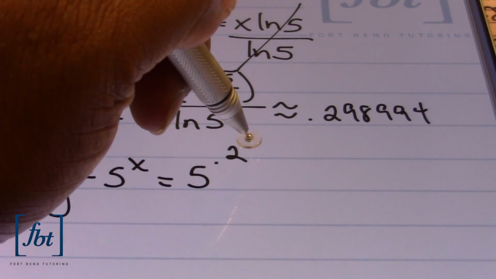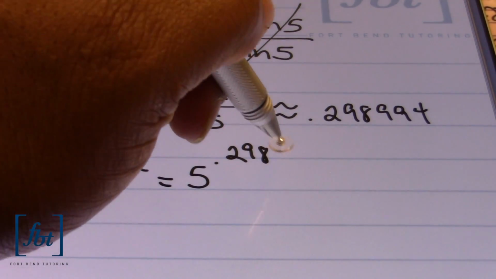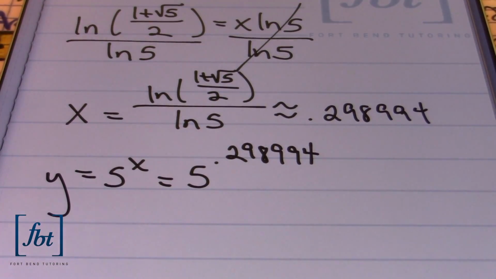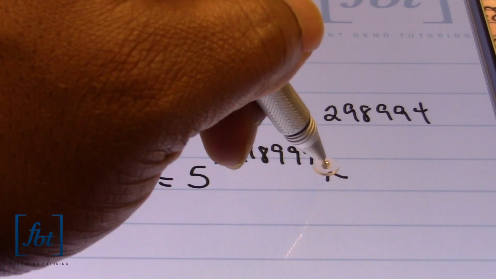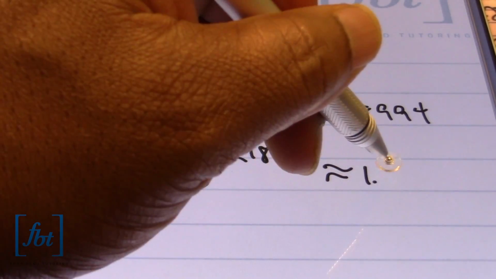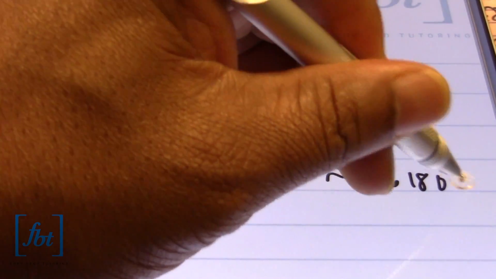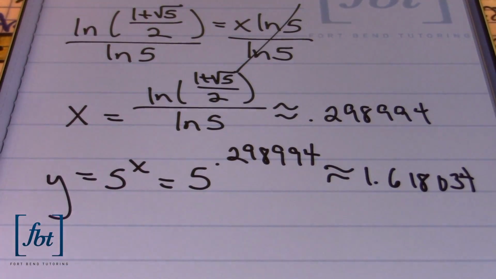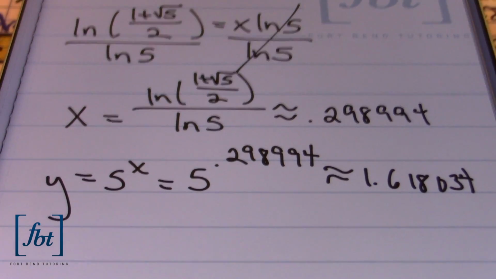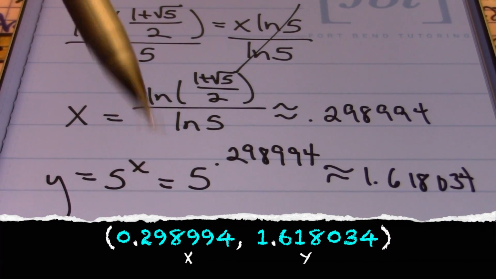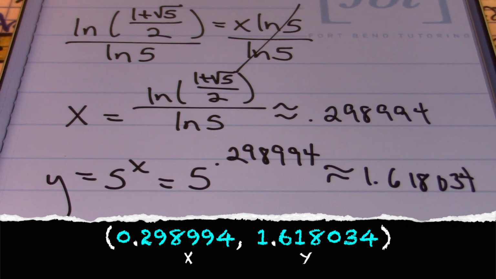It's 5 to the 0.298994. You calculate that, you'll then get the approximate answer for y, which is 1.618034. Okay, I'm going to clean this up for you, and I'll put the result right here. There you go. That is the answer for problem number 1.